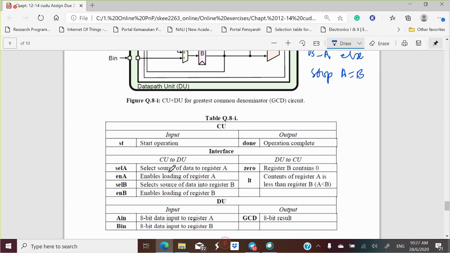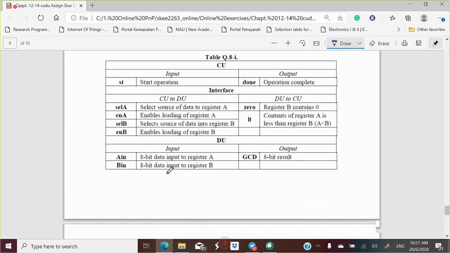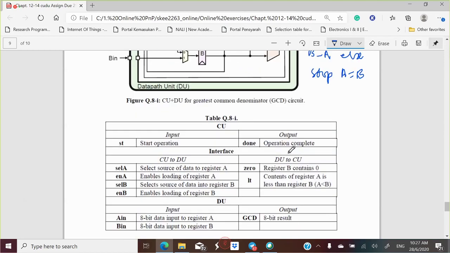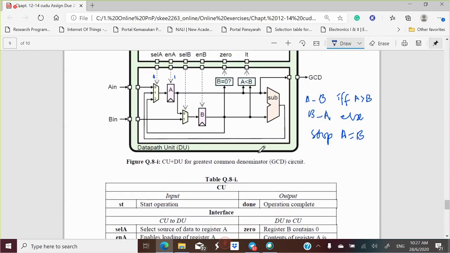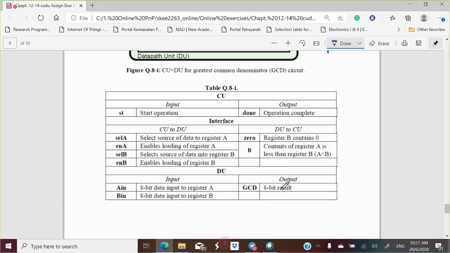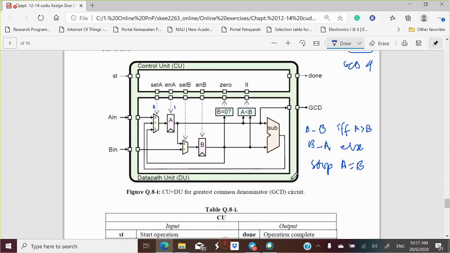Wait, let me see. You have the component A, GCD 8-bit, 8-bit register, 8-bit. Where does the result stay? The GCD 8-bit result is the output. Where will the output go? Normally from A. The output can also be only from A, always from A, right? This one. Okay.